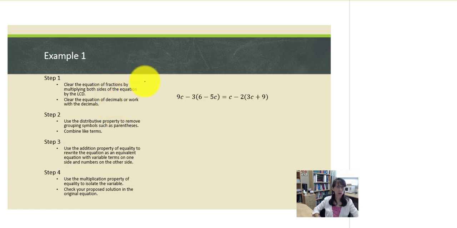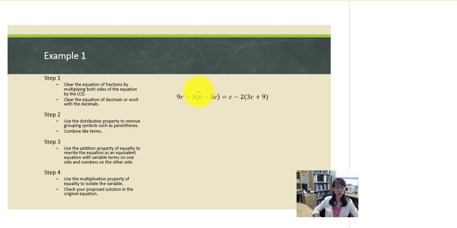proceeding in. So here's our first example. Just scanning, I don't see any decimals. I don't see any fractions, but I do see grouping symbols. 6 minus 5c is inside. 6 is a constant term, which means it is always the value of 6. But 5c is a variable term, because depending on what we let c equal, that term can take on an infinite number of values. So I cannot combine 6 with negative 5c.